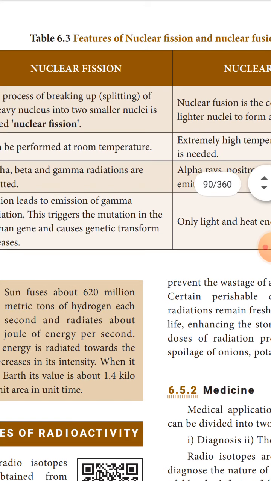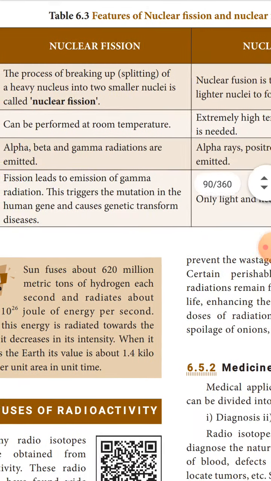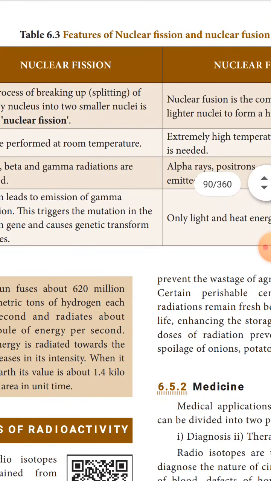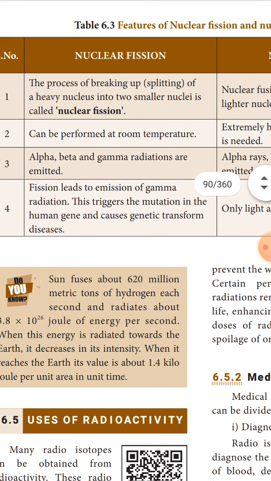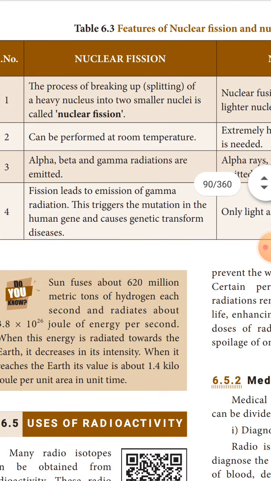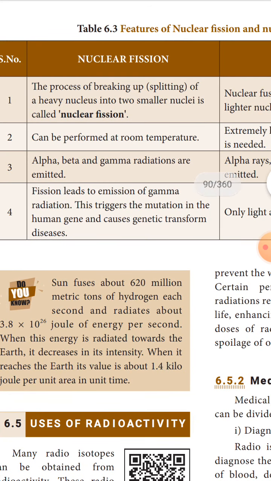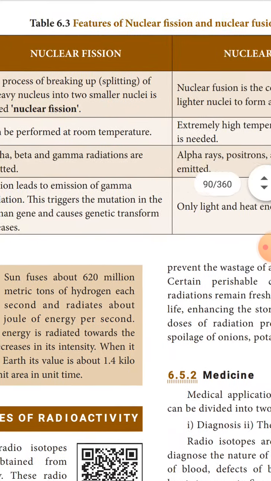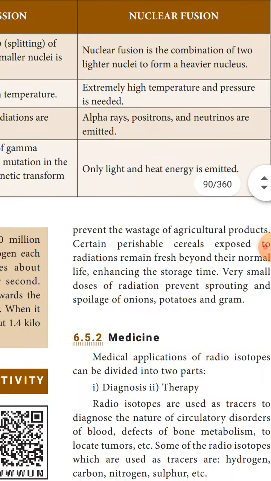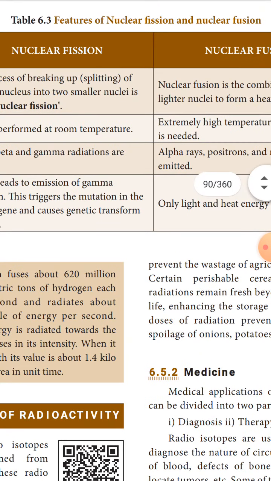The features of nuclear fission and nuclear fusion were discussed in table 6.2. Number 1: the process of splitting a heavy nucleus into two smaller nuclei is called nuclear fission. Nuclear fusion is the combination of two lighter nuclei to form a heavier nucleus.